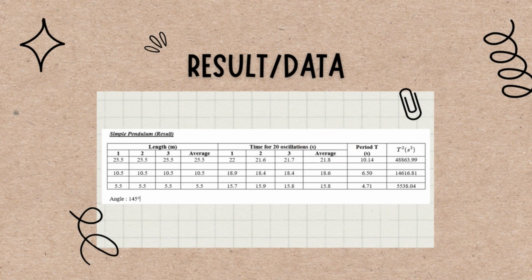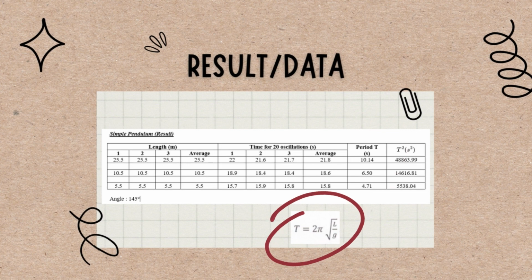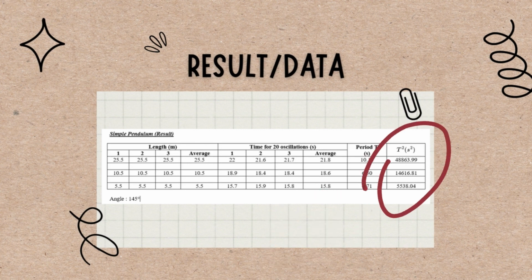To find the period T, which is in the third column, we calculate by using T equals 2 pi times the square root of the length of the pendulum divided by gravitational acceleration. For the last column, we just use the formula that is stated in the third table.